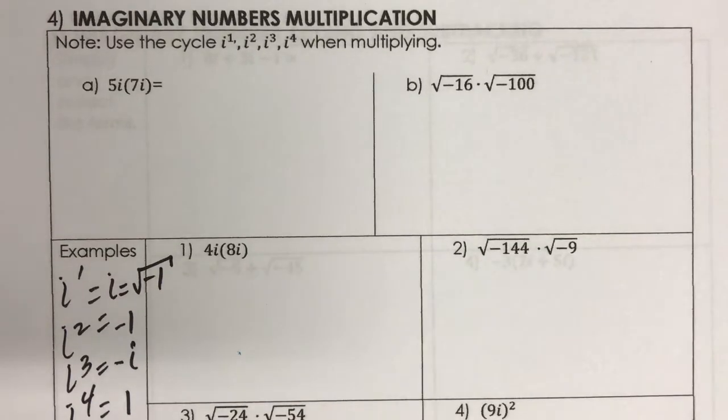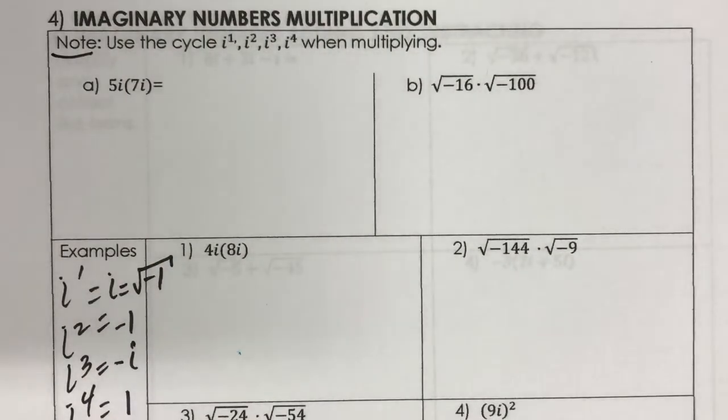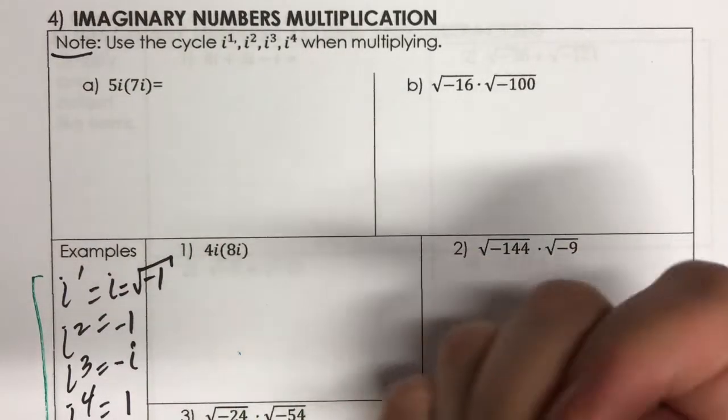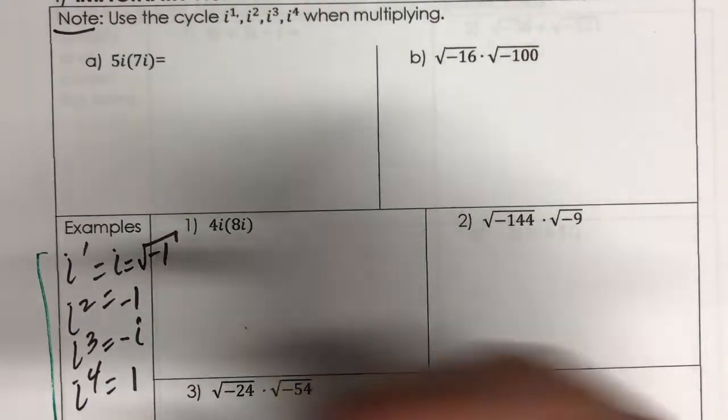Good morning. We're going to be looking at imaginary numbers and multiplication. So I would like you to make the note right here to use a cycle of the imaginary unit with the power. So it's going to be i to the first, i to the second, i to the third, and i to the fourth. So that's what this is right here. So this is going to be the cycle.